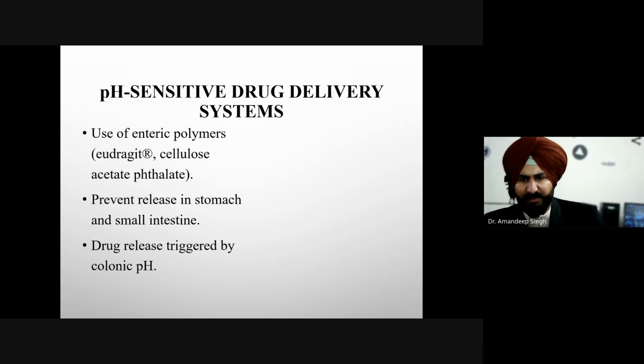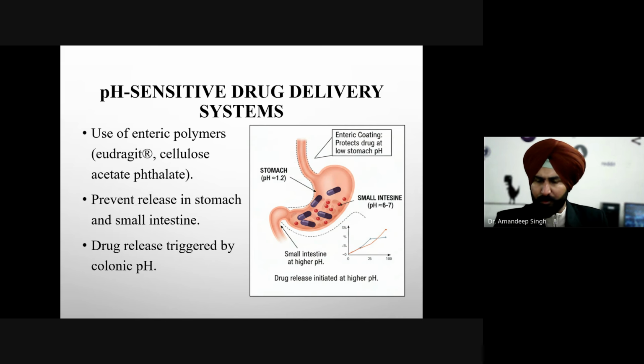First is the pH sensitive drug system. This system will prevent the release of the formulation in the stomach and small intestine, so that by this approach we can target the colon site very carefully with the use of CAP, that is cellulose acetate phthalate, as well as Eudragit L and S, as well as combinations. Various grades are available, depending upon the use and their precision. The ultimate goal of these formulations is to provide maximum drug release at the colon site.